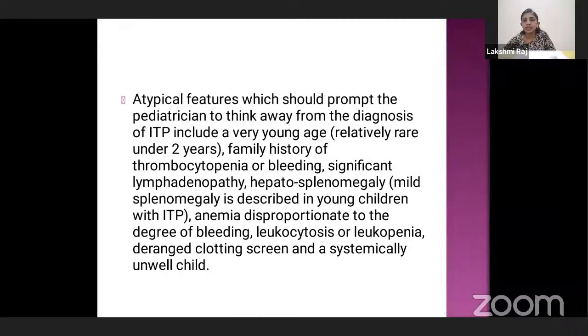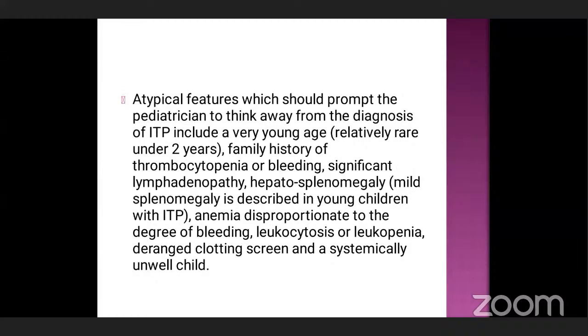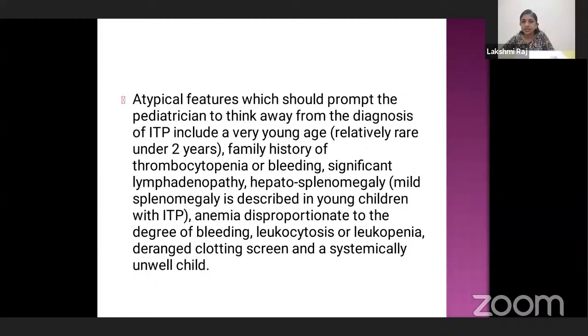Then we have to think whether it is some other diagnosis. We have to think about an alternate diagnosis when certain features are present in the child. The diagnosis of ITP is unlikely when it is a very young age group, that is less than 2 years, then we have to be very careful when the child is being labeled ITP. When there is a family history of thrombocytopenia or bleeding, if it is a male child, we may have to think about some coagulation disorders like hemophilia. Then we may have to think about some other familial causes like syndromic thrombocytopenia.